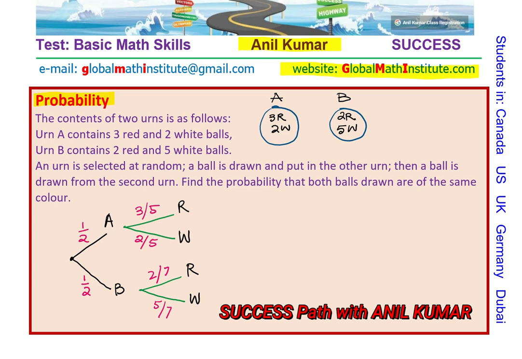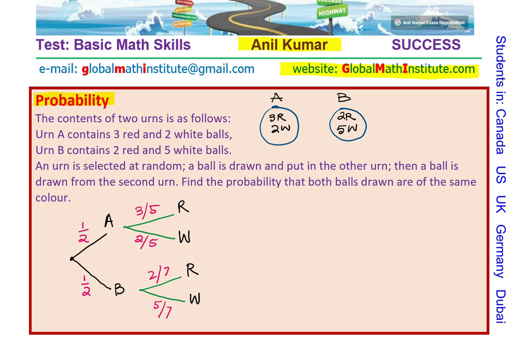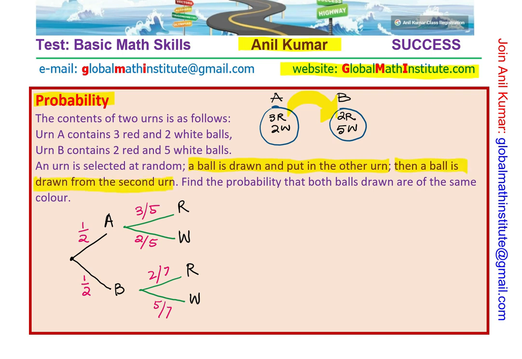Now we have gone through the first stage, that is, drawn a ball. What happens next is a ball is drawn and put in another urn. So from here, you will put it in B. Let us say you have taken out red, and then the second time you have to draw a ball from the second urn after you put that ball from A into B, for example.